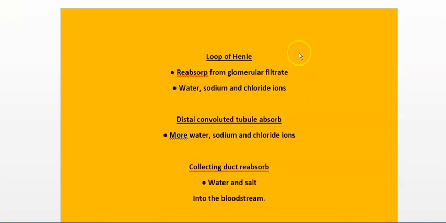In the loop of Henle, water, sodium and chloride ions are reabsorbed. The distal convoluted tubule absorbs more water, sodium and chloride ions. The collecting duct absorbs more water and salt into the bloodstream.